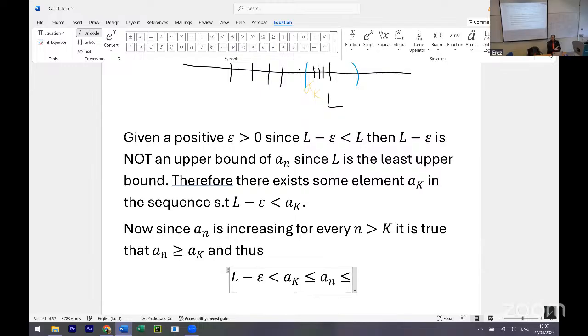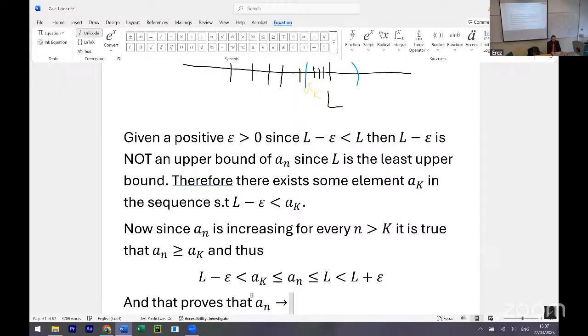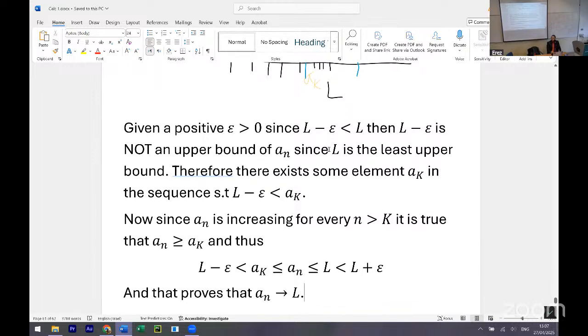However, which number does A N never pass? L, because it's the boundary, it's the supremum, which is smaller than L plus epsilon, which is what we needed to prove. And that proves that A N tends to L. It's not the end because we need to attend to the unbounded case, but for the bounded case, we are done. If a monotonic increasing sequence is bounded, its supremum is its limit.